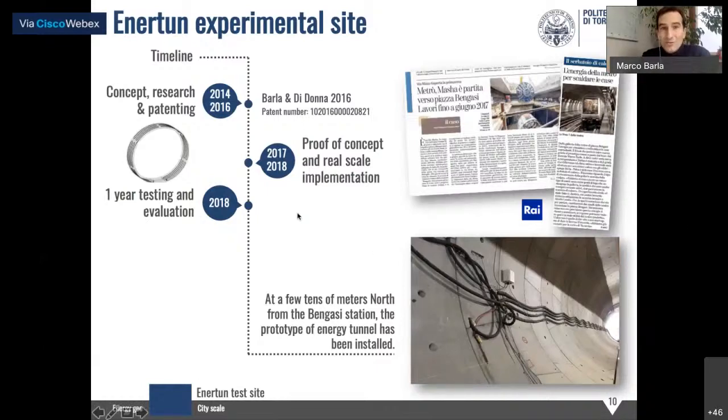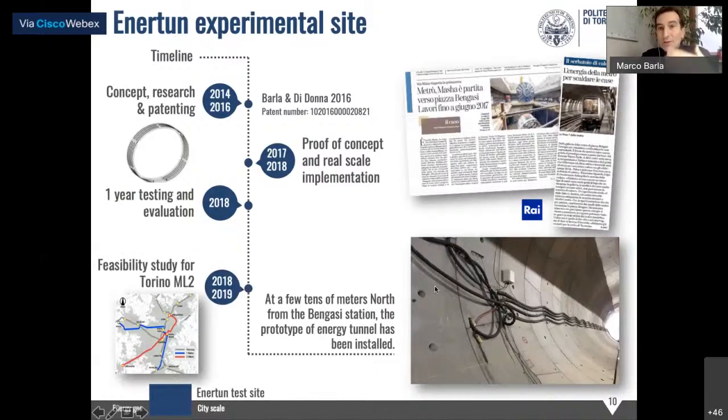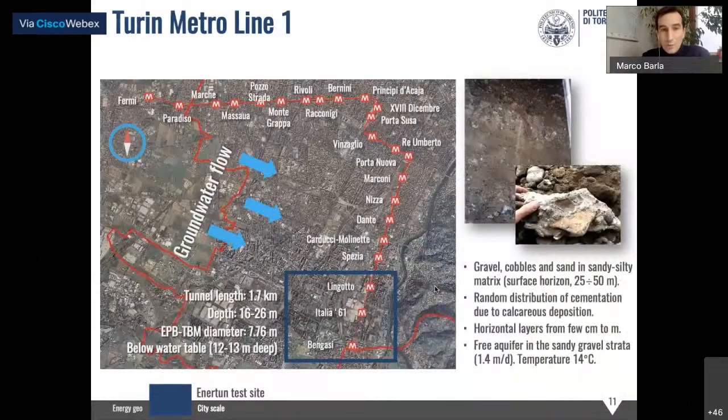And we had the chance to do a sort of proof of concept project, to do a real scale implementation of this and to test the behavior and performance of this system for a period of around 1 year. This is a bird's eye view of my city. Politecnico is somewhere here, and the red thing that you see there is the metro line one. We worked here in the southern part of the city, where there was a short section of 3 kilometers, you can see it here, that was under construction. So we had the chance to do some trials, and we did it down here close to the final station, the Benghazi station.